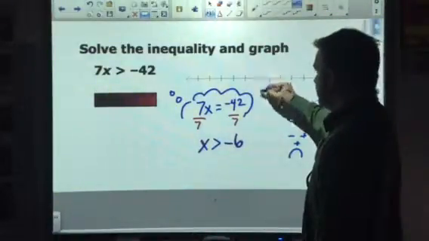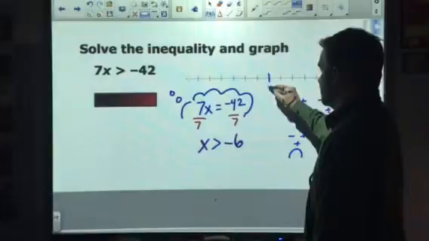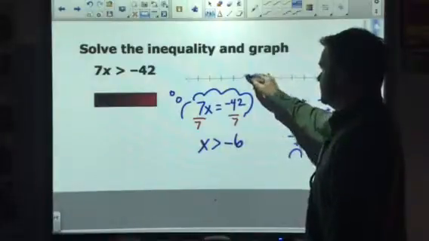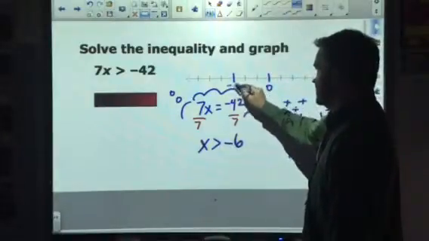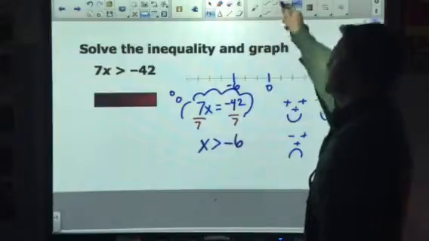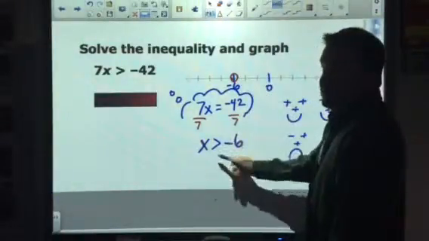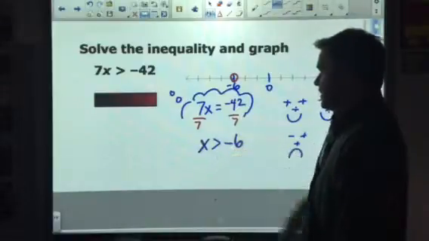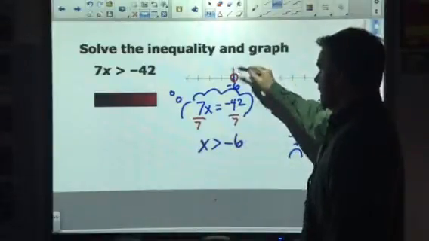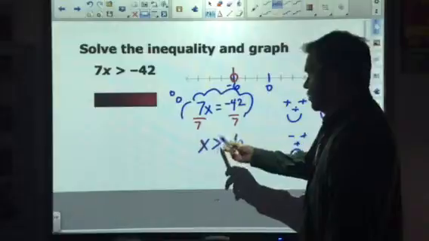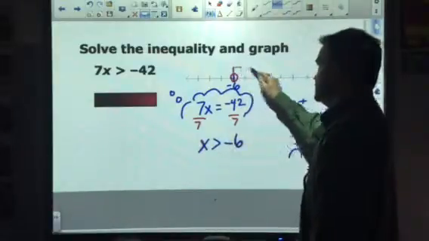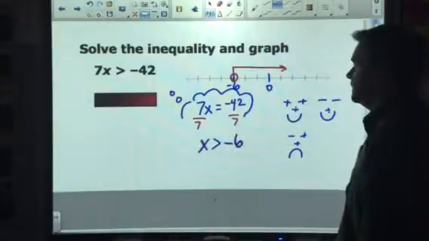Okay, so for here, we're going to graph it again. So I'm going to say my 0 is here. Say 2, 4, 6. Negative 6 is here. Something is happening around negative 6. It does not need to be filled in because there's no equal sign underneath of this. And we're saying x is anything that is greater than negative 6. So our arrow needs to go that way.